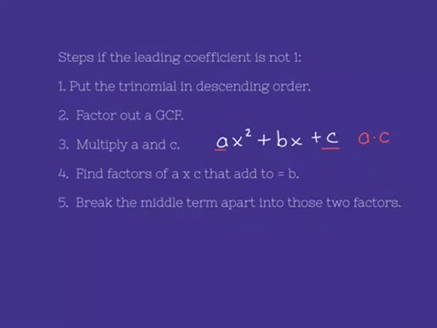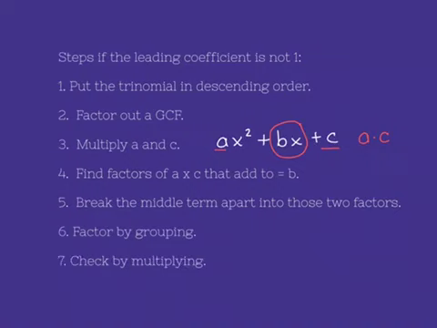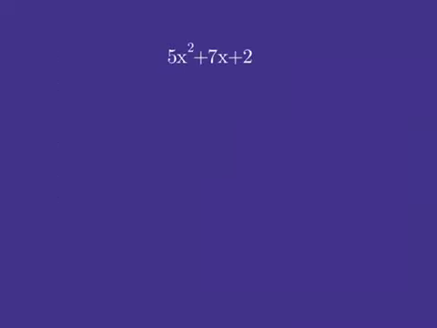Our fifth step is going to take the middle term, this bx term here, and break it apart into two terms using the two factors we found in step number 4. After step 5, where we've broken the middle term apart into two terms, we should now have 4 terms instead of 3, which means we can go ahead and factor by grouping. And then finally, after you've factored by grouping, you should be able to check your answer using multiplication or FOILing like we've talked about before. Okay, so here is our first example.